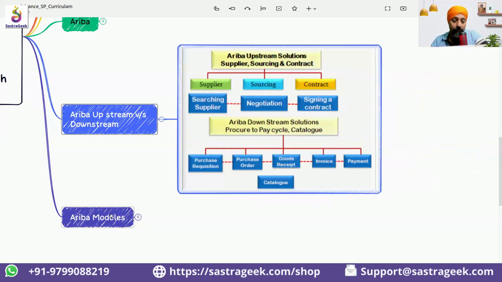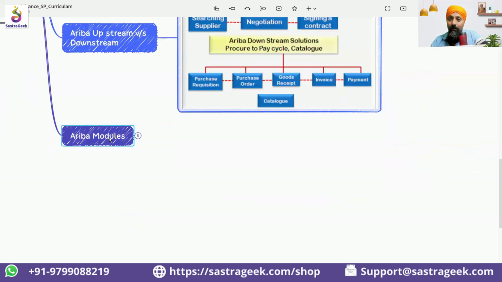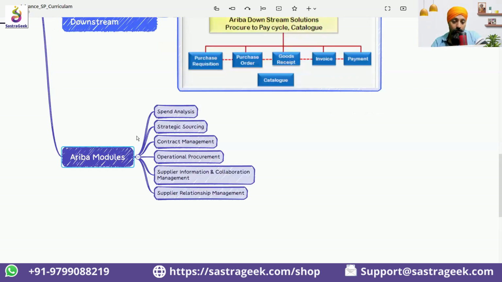Ariba itself is a specific module. I recommend that people who are on SAP MM, who are already upgraded to SAP S/4HANA, can also learn Ariba, because that is the end-to-end digital solution. You would be on the end-to-end digital footprint from SAP, which provides a solution for sourcing and procurement. Ariba would be a separate consultant role, but there's a lot of requirement for people who know both Ariba and S/4HANA sourcing and procurement. Ariba modules would be spend analysis, strategic sourcing, contract management, operational procurement, supply information and collaboration, supplier relationship management. Those are the sub-modules of Ariba.